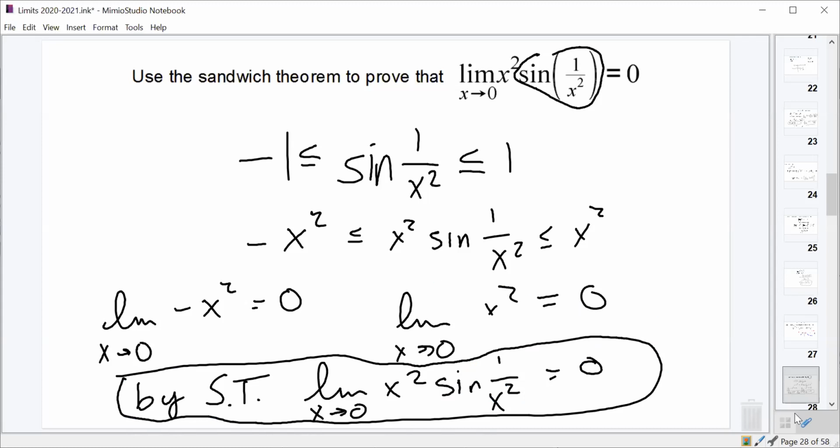That's the basic idea of how the sandwich theorem works. You develop one function that's above and one function that's below, and you find those limits.